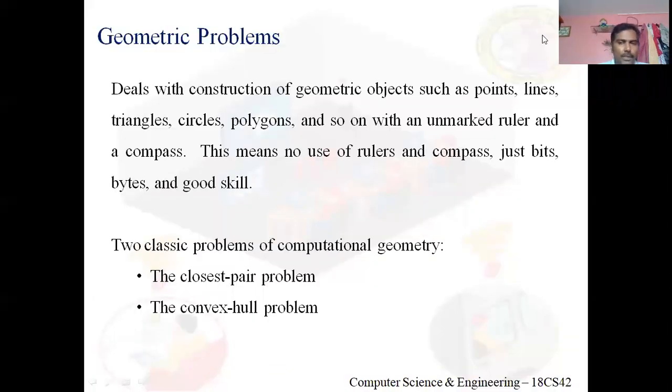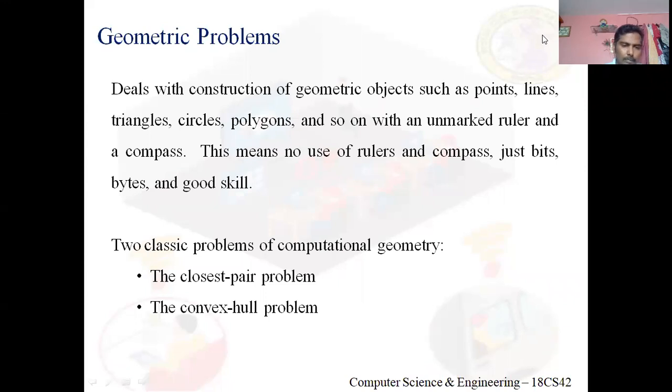So in geometry, we are dealing with problems on points, lines, triangles, circles, polygons. There are 2 types of problems: closest pair and convex hull. On an XY plane, there may be any number of points. Assume there are some n number of points. Among those n points, you need to identify the 2 points which are closest to each other. N points distributed randomly on a plane, identify the 2 closest points. That is the closest pair problem.